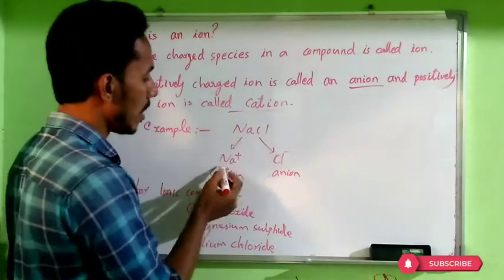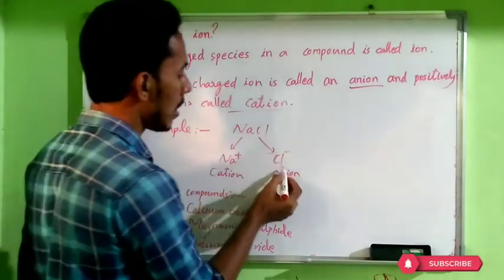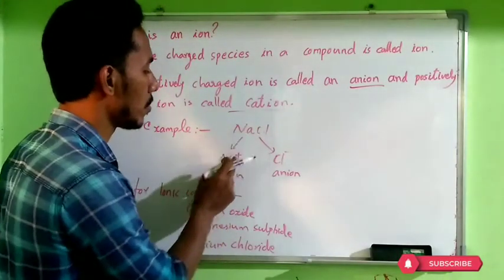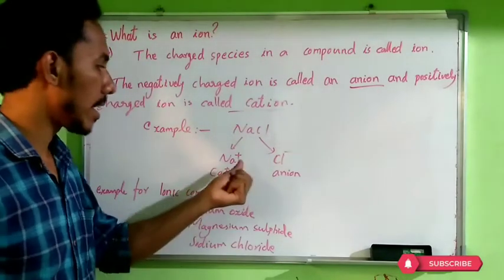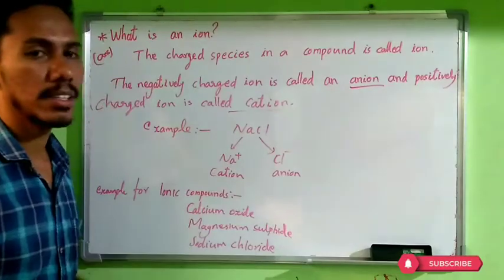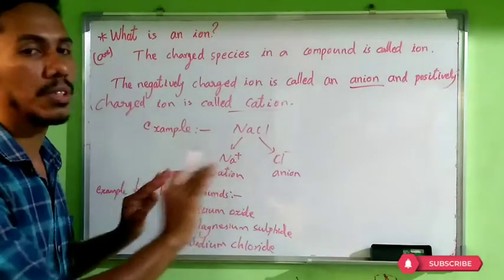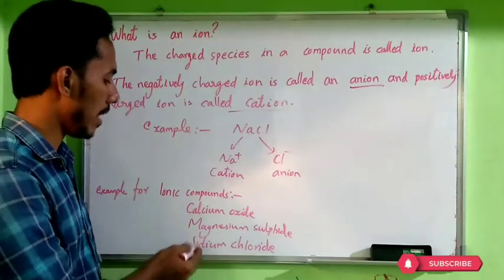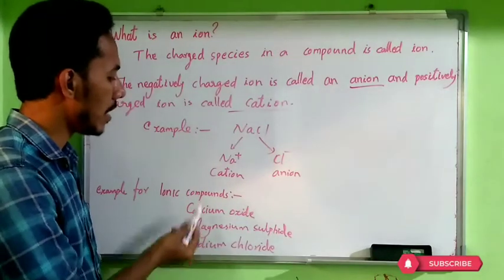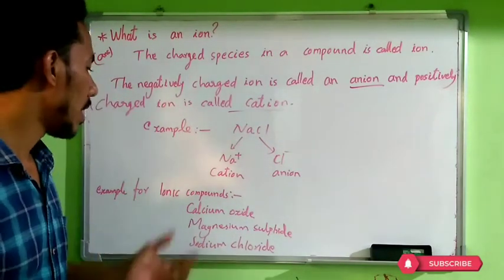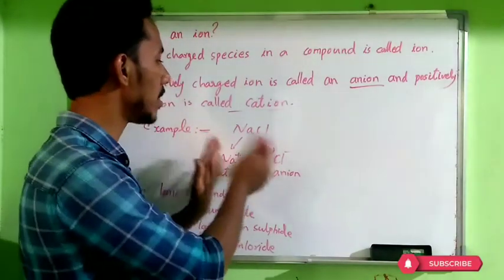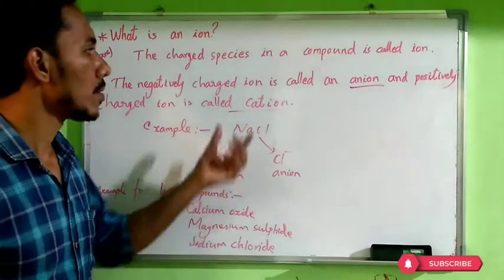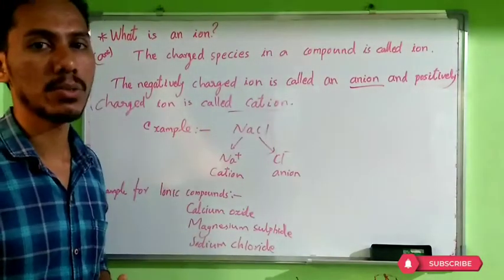So for NaCl, Na+ is the cation and Cl- is the anion. For any compound, we can split it into two sides. The first is positive and the second is negative: the first is the cation, the second is the anion. These are the charged species of a compound. Examples of ionic compounds are NaCl, sodium chloride, magnesium sulfate, and calcium oxide. Ionic compounds are formed by transfer of electrons, which is why they form charged species. So you have to study these examples and what an anion, a cation, and an ion are.